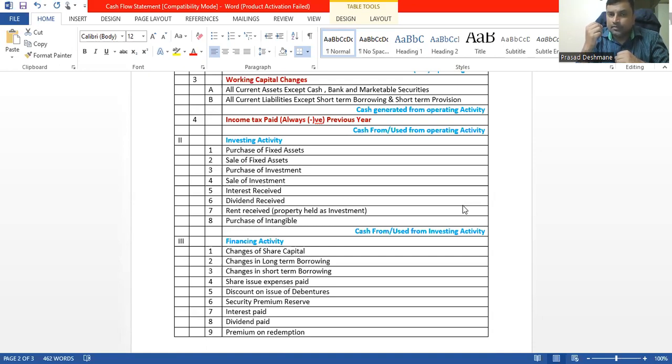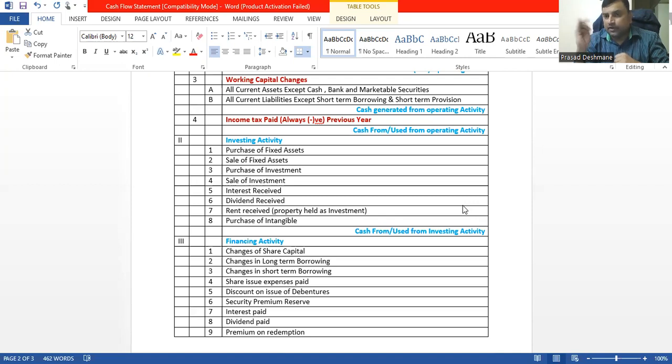Similarly, we are buying investments. Suppose we got some surplus money. We'll start buying the other company's shares. That is called buying of investment. So basically, investing activity deals with the fixed assets. What are the changes that happen in the fixed asset? That we are going to record in the investing activity. So what kind of changes in the fixed asset? Either we buy the fixed asset, or we sell the fixed asset, right?